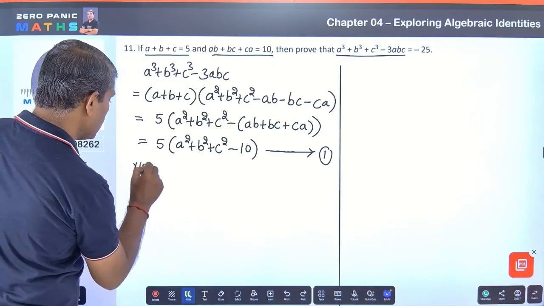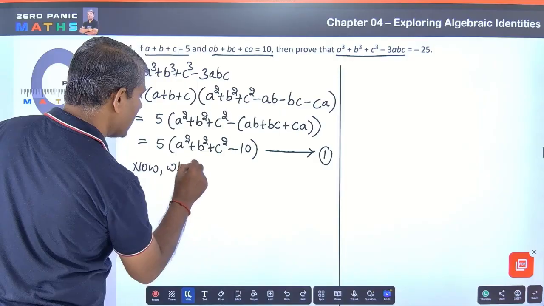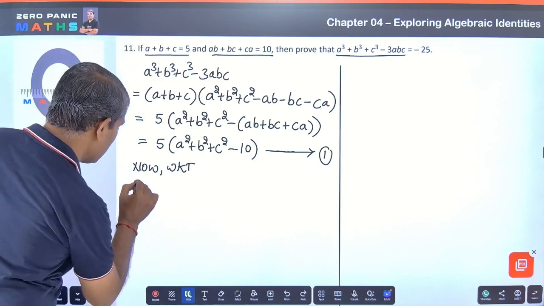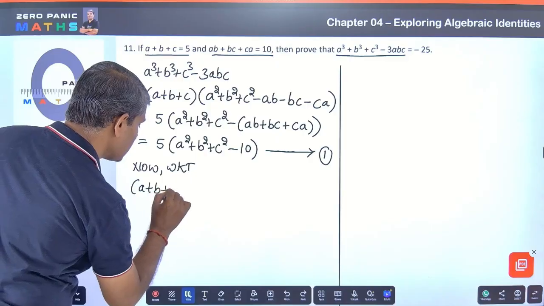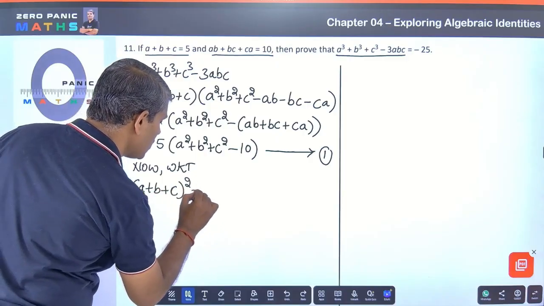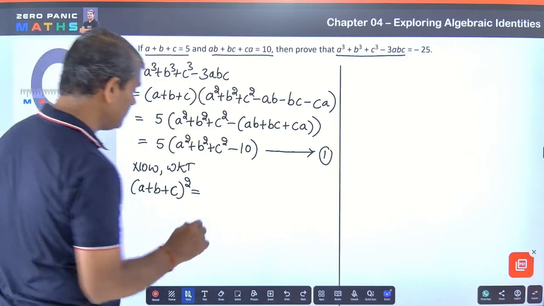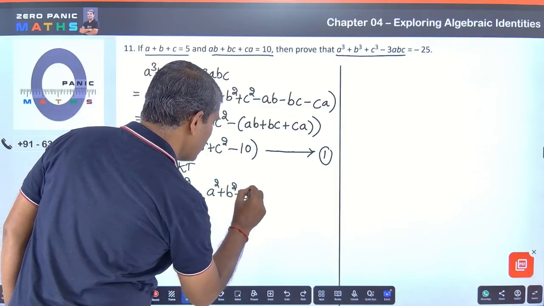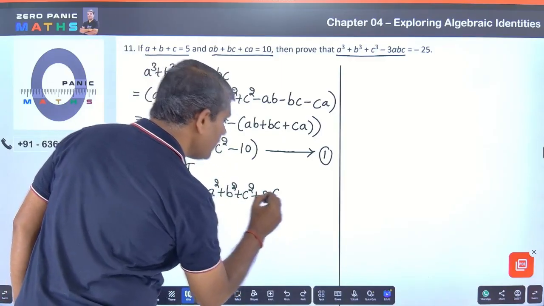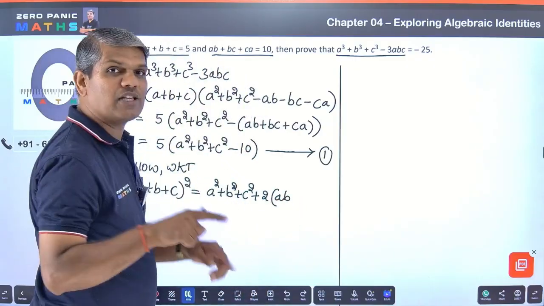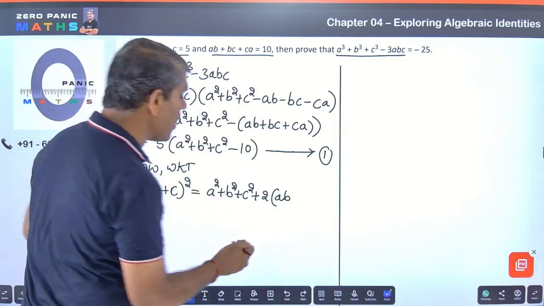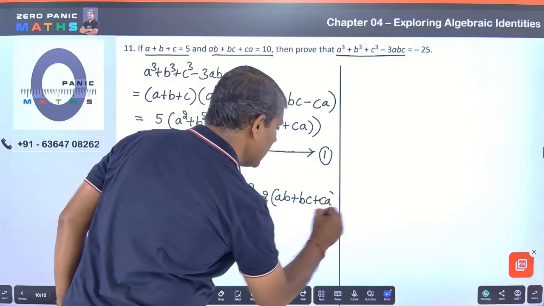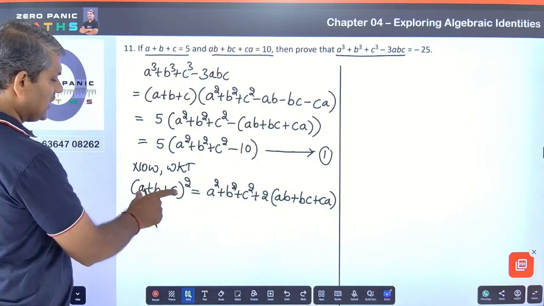And now we know another identity, that is a plus b plus c whole square. You remember this formula, a plus b plus c whole square is equal to a square plus b square plus c square plus 2 times of ab. It is actually 2ab plus 2bc plus 2ca. You can take that 2 common and write it as 2 times of ab plus bc plus ca. This is one of the identities that we already know.